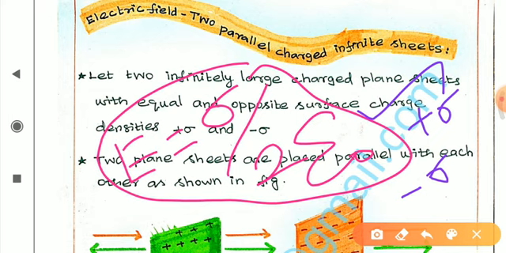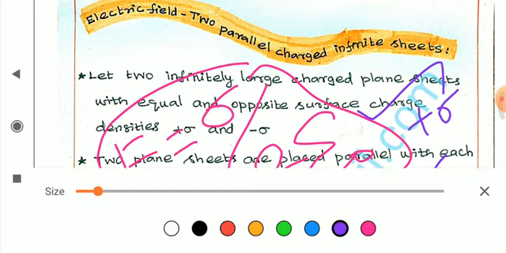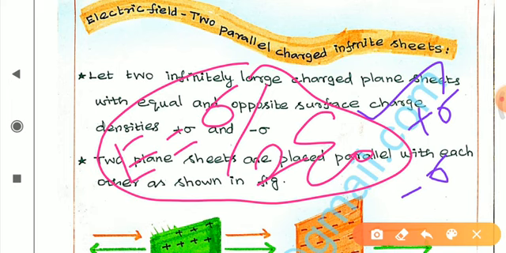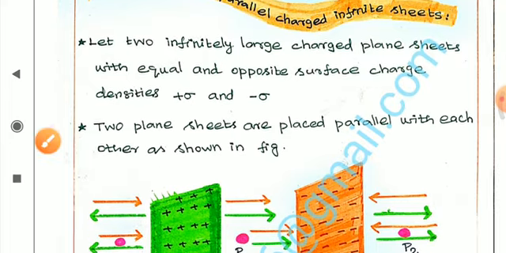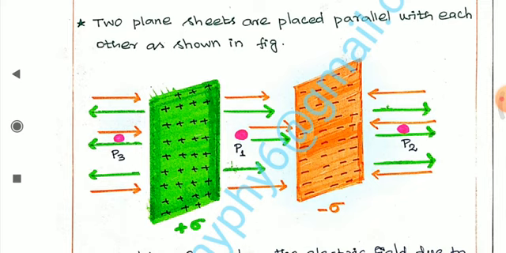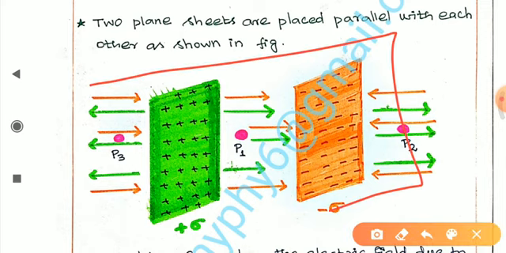Now what is the difference between the previous video and this video? Only one thing: here we are considering two parallel plane charged sheets. The remaining is all the same. In the previous video, we discussed the value of the electric field if a single plane charged sheet is there. Now we are considering two plane charged sheets. If you look at this picture, you can see there are two plane charged sheets. On the right hand side we are taking negative surface charge density, and on the left hand side positive surface charge density, which is represented in green color.